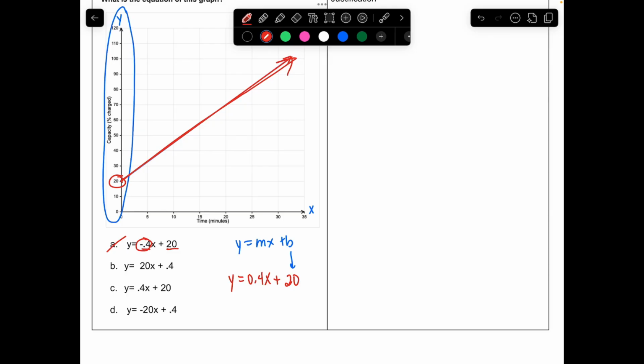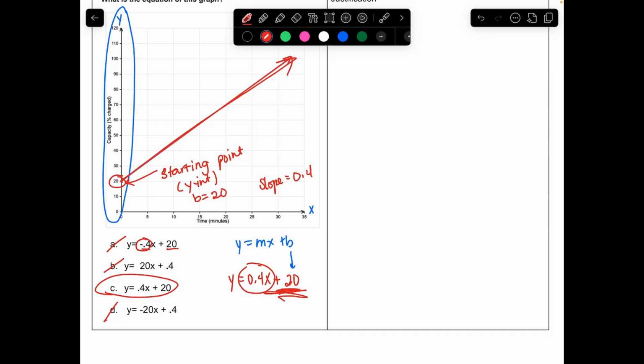B cannot be that, because my b is 20. So this is how I want you guys to explain this. This is my starting point. This is my y-intercept. B equals 20. Okay, and then the slope is 0.4. All right, so it can't be D because 20 again is B. Starting point is B, and it's going up by 0.4 each time.